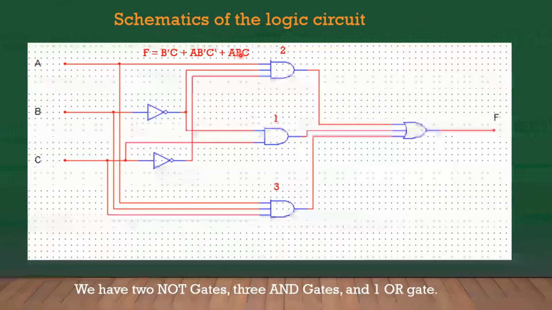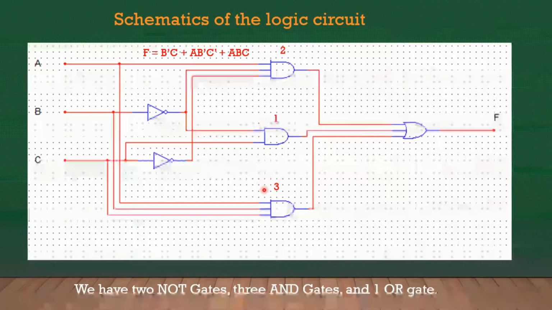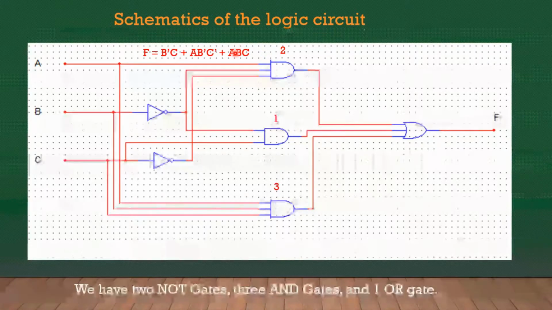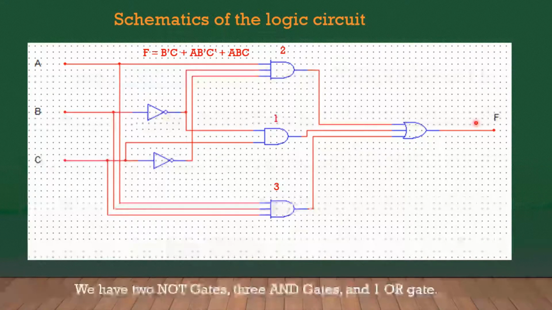For the third expression, ABC, the third gate takes A, B, C. So for these three gates we have the expressions and their inputs. As discussed, all the expressions are connected with OR gates. The output of gate 1 goes to the OR gate, the output of gate 2 goes to the OR gate, and the output of gate 3 goes to the OR gate. So the whole circuit has one output F.